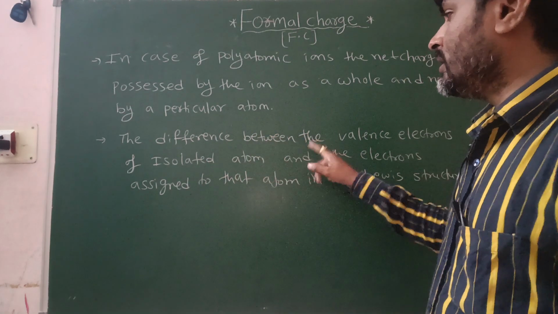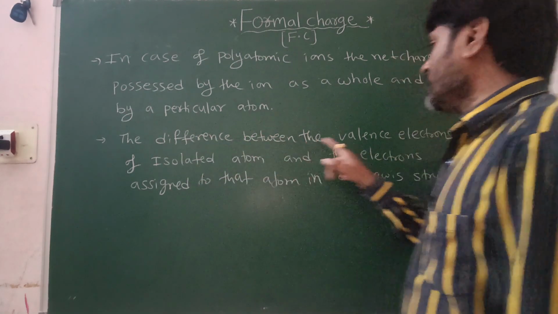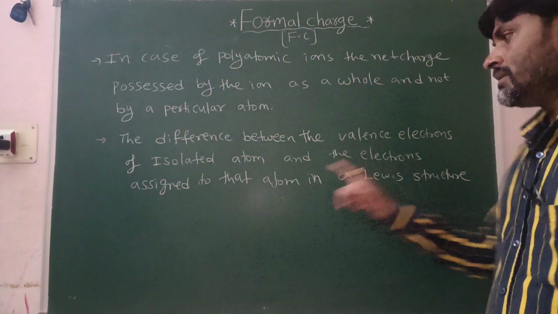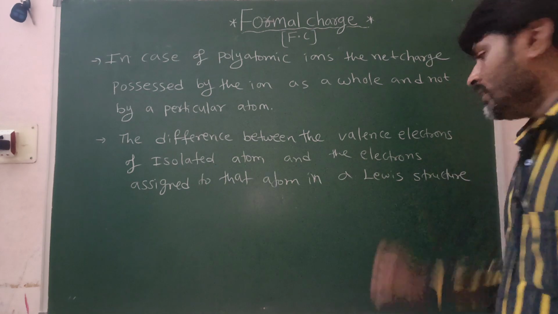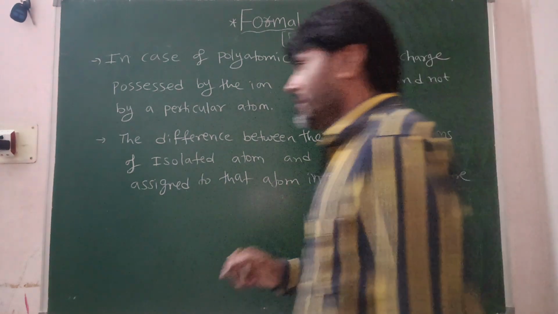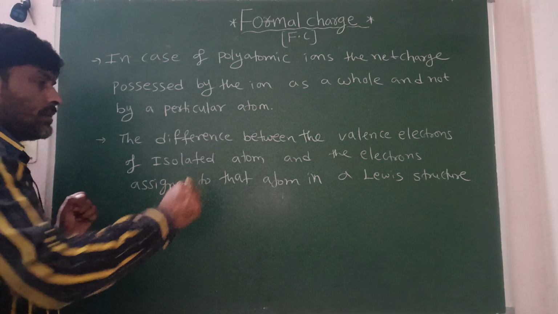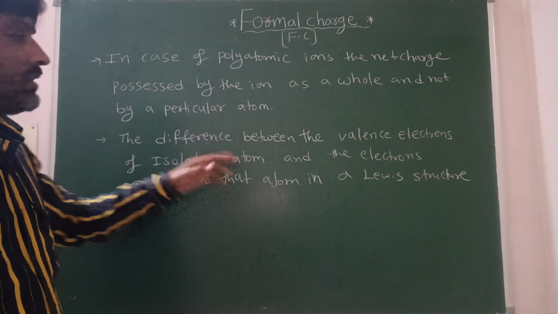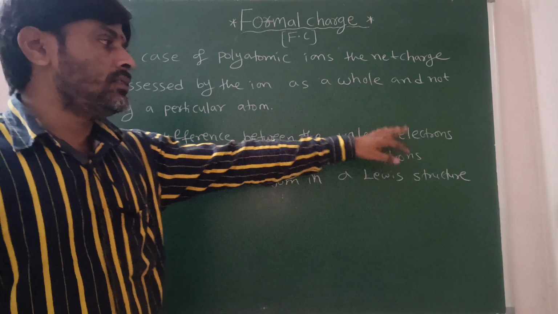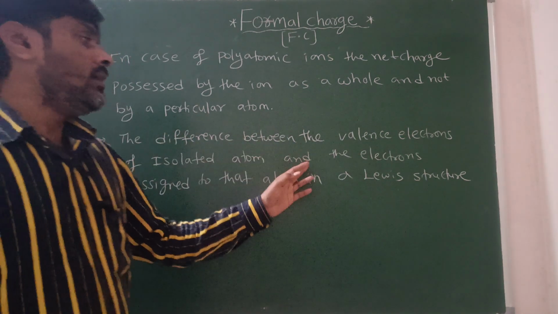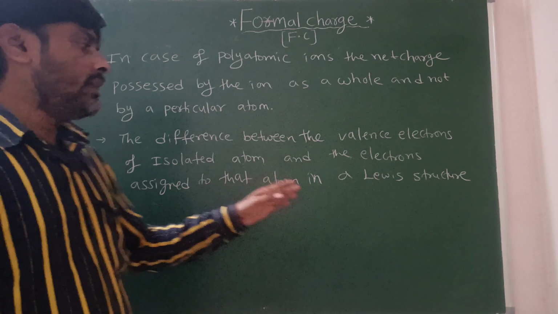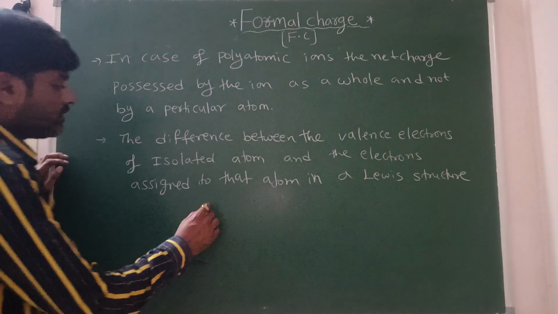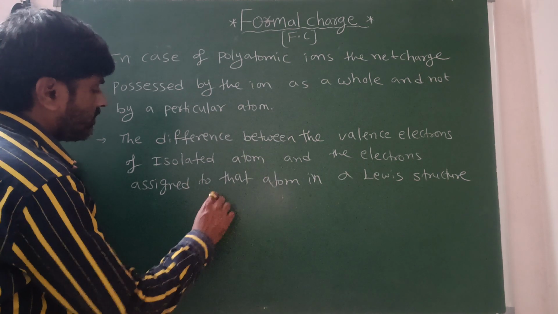It is defined as the difference between the valence electrons of an isolated atom and the electrons assigned to that atom in a Lewis structure. So this is the definition: the difference between the valence electrons of an atom in the free state and the electrons assigned to that atom in a Lewis structure. From this definition I am writing a formula.